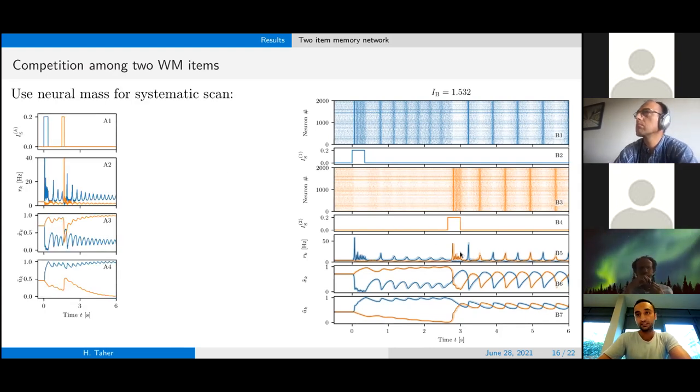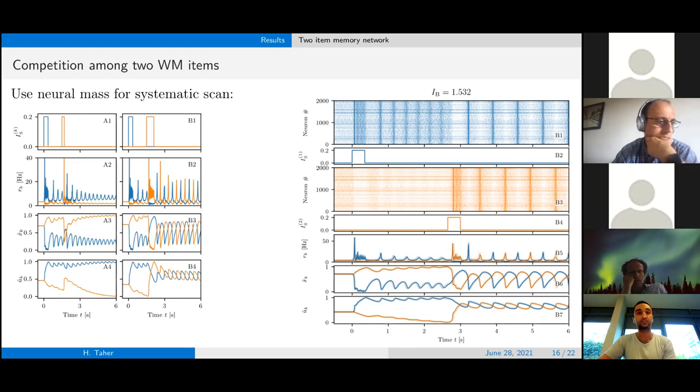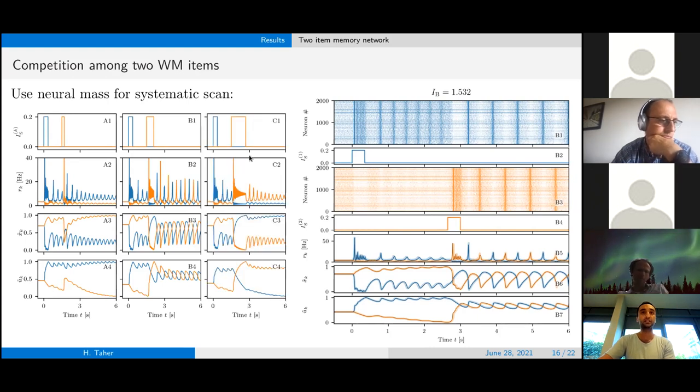We have done this. I will just exemplify what we did. We used different amplitudes and durations of the second stimulation pulse, and tried to find out which item remains in memory. In this case, where the orange pulse is very short, it is not able to load the orange item into working memory, while the blue item just remains untouched. In the second case, it corresponds to what you see on the right. Both items land on this memory juggling state. And in the third case, the second stimulation is too long. It perturbs the memory state of the blue population. It basically stops emitting the bursts, but the orange one remains.